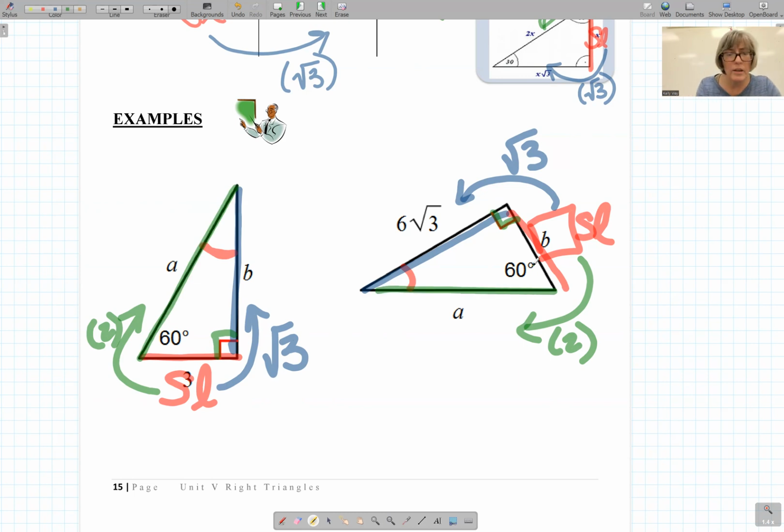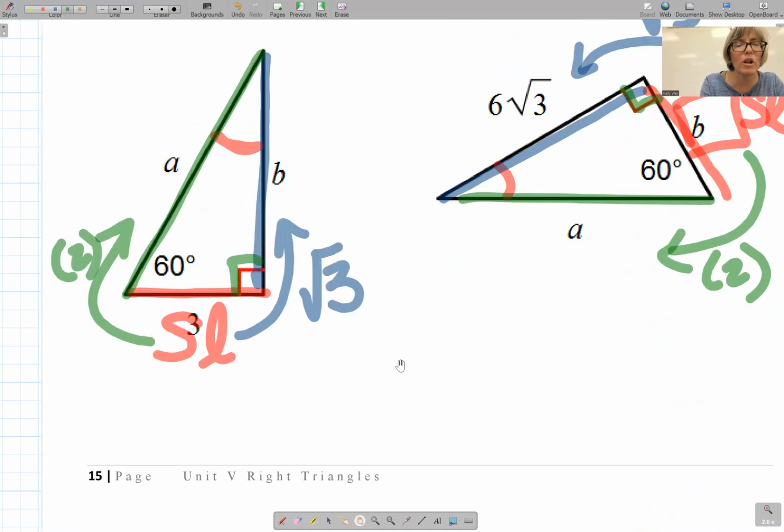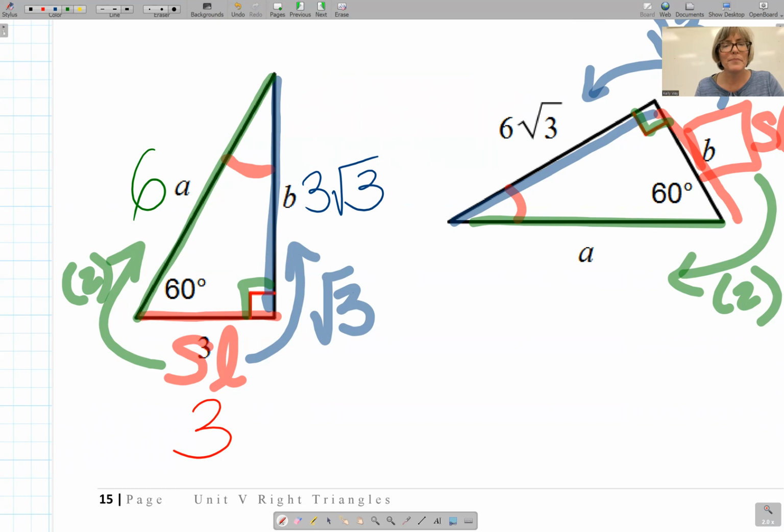Okay, ready? So crazy easy. Once you know this pattern, on the left-hand side our short leg is given as 3. Therefore, in a 30, 60, 90 triangle, the long leg would be 3√3. Crazy easy. And then 3 times 2 is 6.